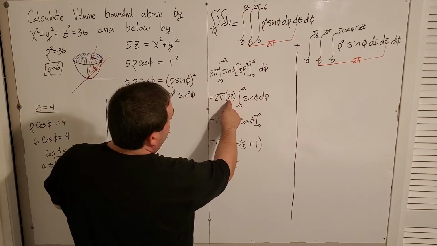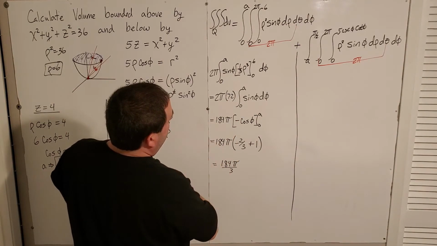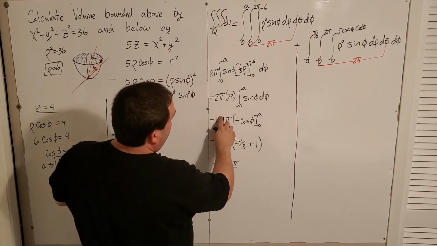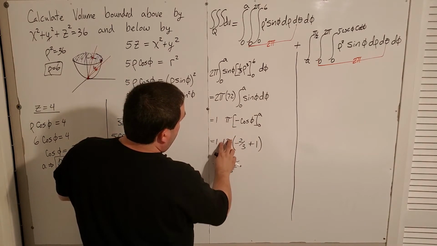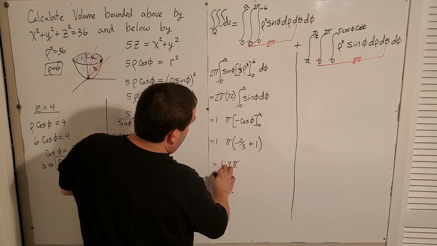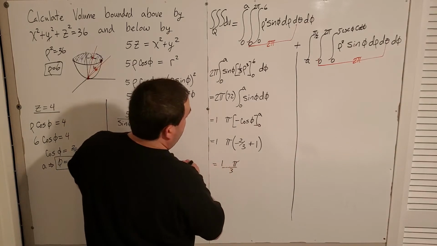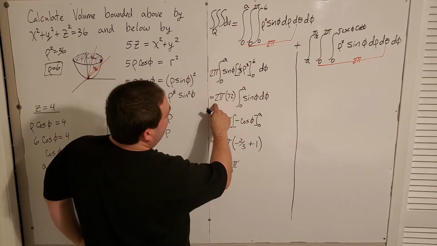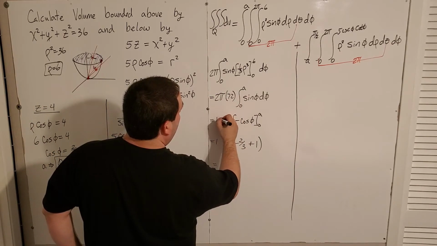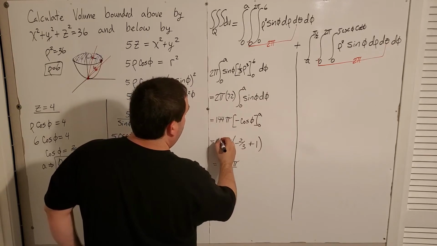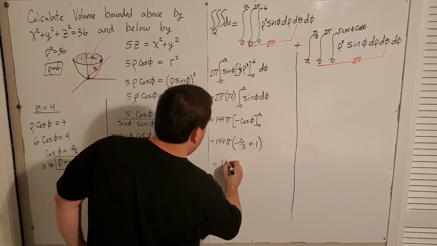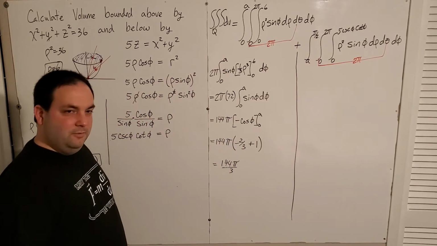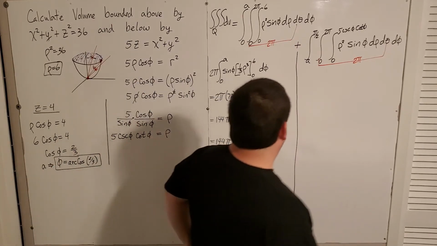2 times. I did multiply that wrong. 2 times 72 is 144. Much better, much better. Good going, good going.